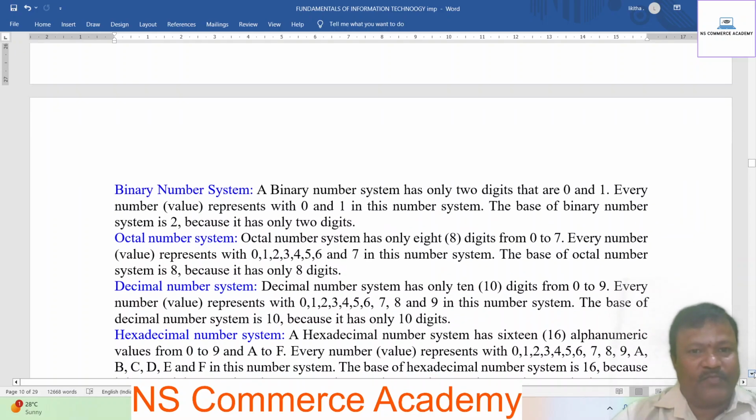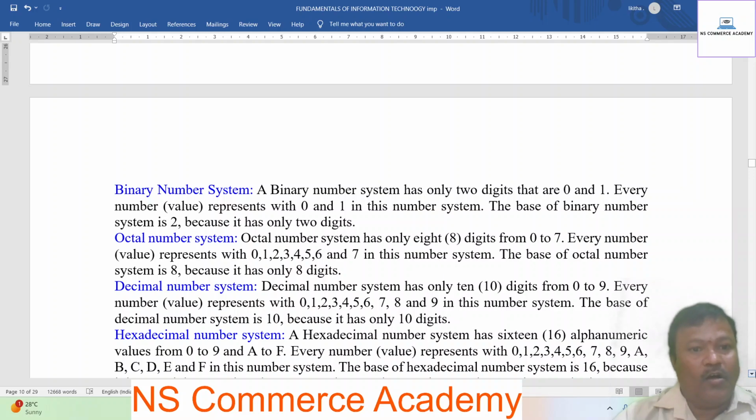Binary number system. A binary number system has only two digits that are 0 and 1. Every number value is represented with 0 and 1. In this number system, the base of the binary system is 2 because it has only two digits.